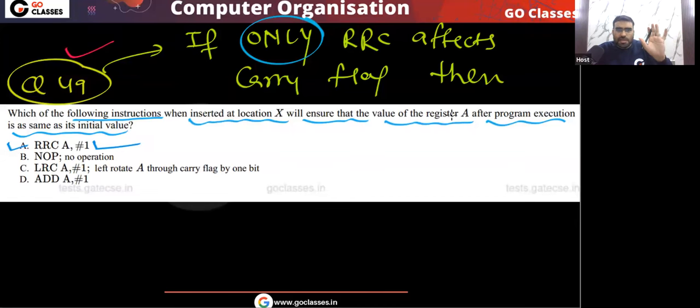Do 2-3 iterations. In 2-3 iterations, you will get the idea. I promise you, if this type of question comes in the GATE exam, just do 2-3 iterations and you will get the idea of the answer. Does anyone have any doubt in this particular question, question number 48, question number 49, in the analysis that we have done? Let me know.